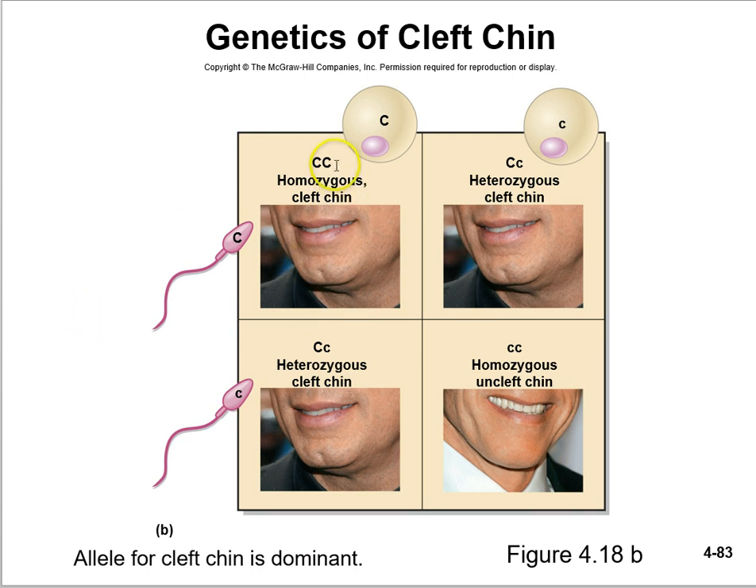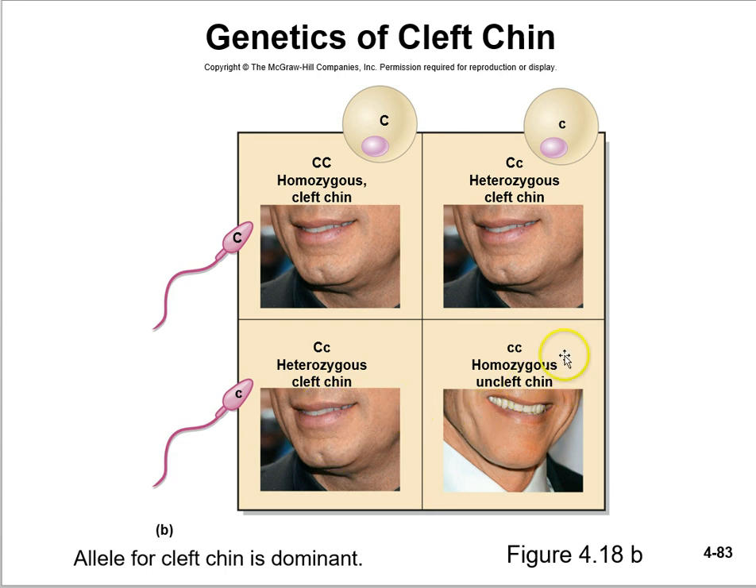So you can either receive 2 alleles for the dominant gene and have a cleft chin, or you can be what's called heterozygous and have a dominant and a recessive. Again, the dominant always overrides the recessive. So we have the cleft chin, even though this person is carrying the recessive allele.